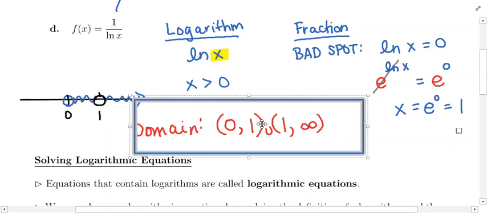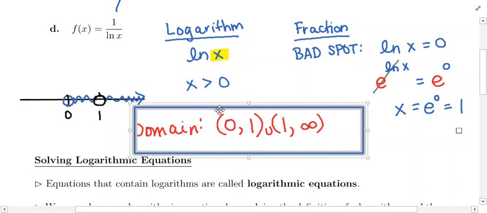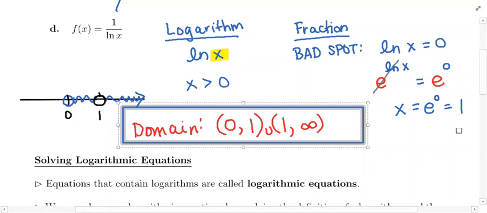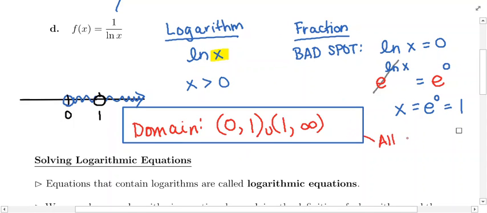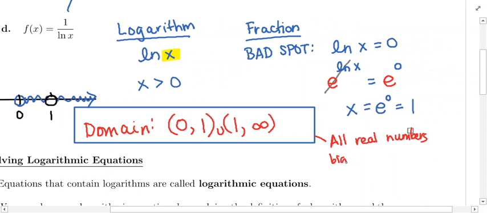I can even write it in words to help you interpret this. The domain here is all real numbers strictly bigger than 0, excluding 1.